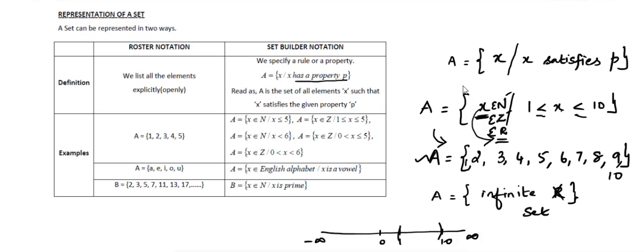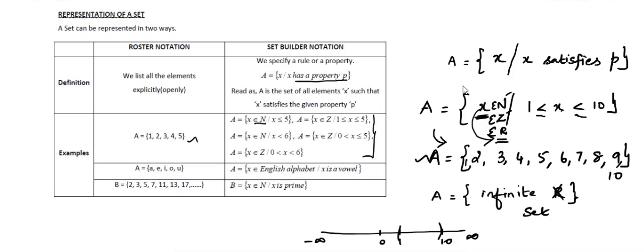Very simple. Right. Likewise, I am just giving 3 examples. One in roster notation, and for the same thing, I am giving out the set builder notations. See, for example, if the roster notation is A equals 1, 2, 3, 4, 5, for this I can represent a set builder notation like this. I am representing in 5 ways. There are other ways also.